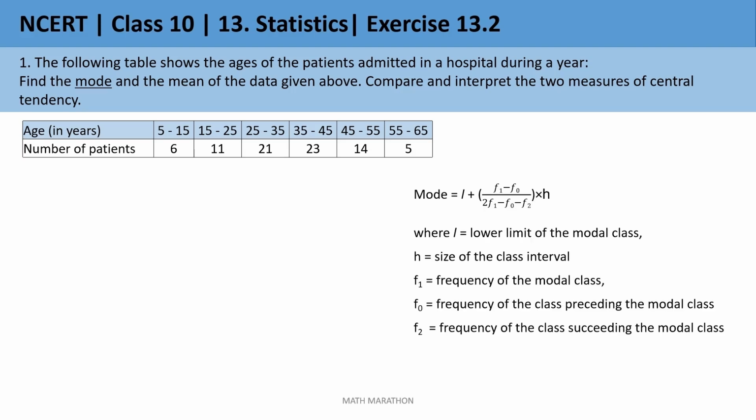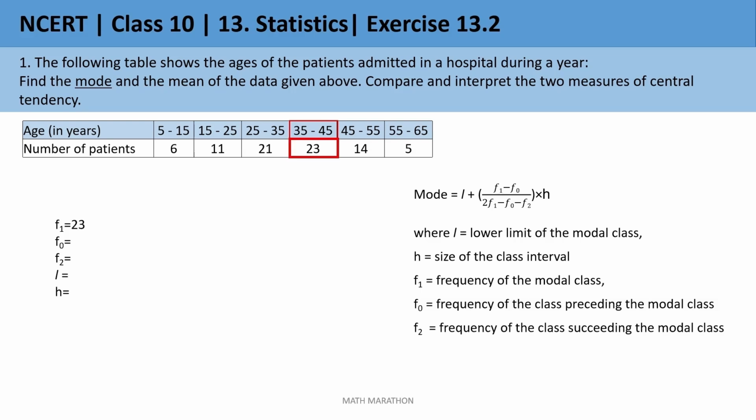Formula to calculate mode is L plus (F1 minus F0) divided by (twice of F1 minus F0 minus F2), multiplied by H. We need to find F1, F0, F2, L and H. We need this information to calculate mode. In frequency, look for the maximum one, which is 23. The class corresponding to that frequency is called modal class.